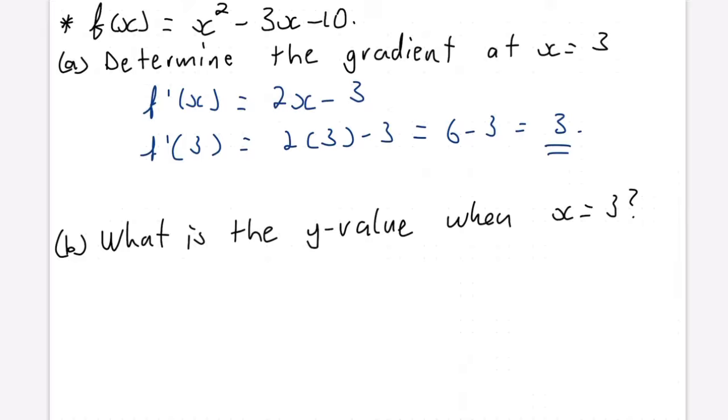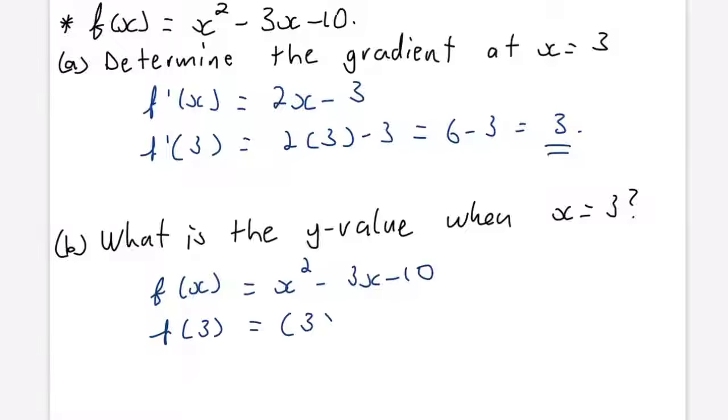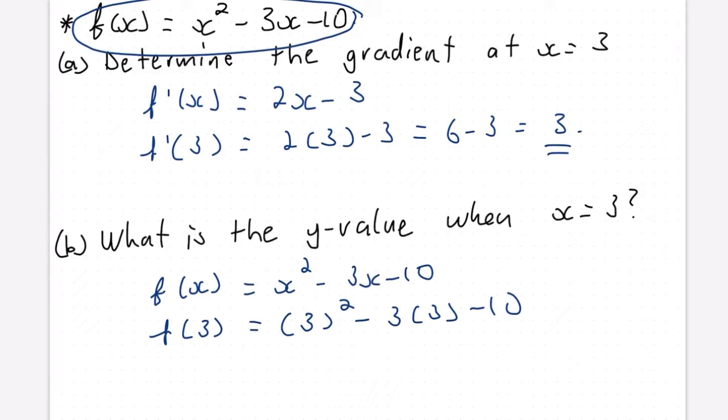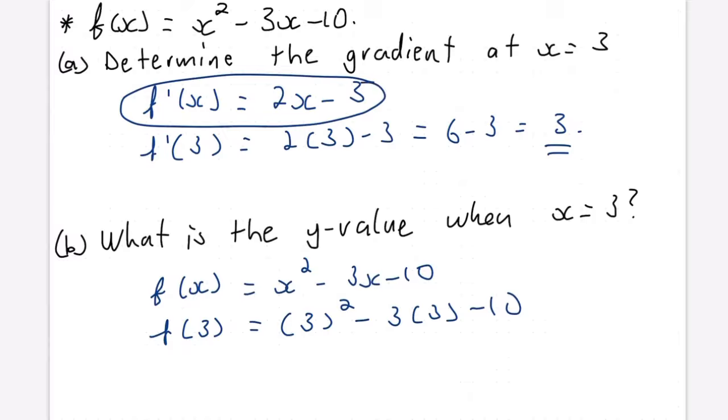But what is the y value when x is equal to 3? Well, to find the y value, we know f of x, or the y value of any x, is x squared minus 3x minus 10, right? And so the y value there, we can find it by just plugging in 3 into the original equation. Remember, this equation, if you give it an x value, it spits out the corresponding y value, okay? But this equation, if you give it an x value, it spits out the gradient at that x value. Okay, that's the difference between f of x and f prime of x.